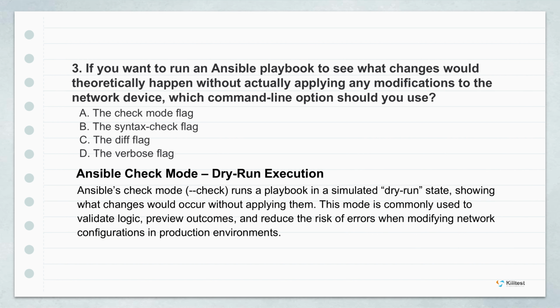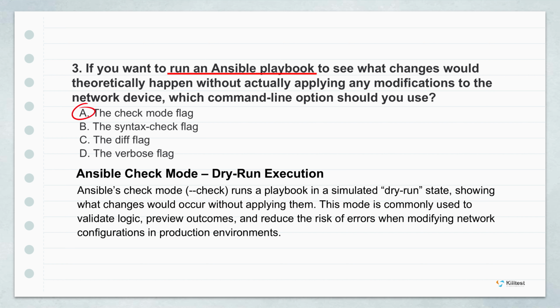Okay, let's talk safety. We're moving toward these large-scale automated changes, and the fear of taking down 50 devices with a single typo is very real. If I'm using Ansible to roll out a massive configuration update, how do I run the playbook to verify its logic and see exactly what it would change without actually applying a single modification? That safety measure is Ansible's check mode. You activate it using a command line option, the check flag. The dry run. The dry run, exactly.